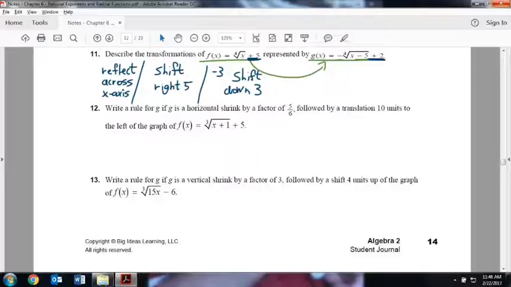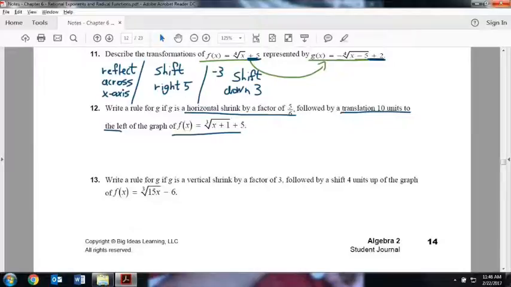Number 12 and number 13 operate along the same types of principles. 12 says, write a rule for g if g is a horizontal shrink by a factor of 5/6 followed by a translation of 10 units left to the graph. So basically you're starting with this, but then you're horizontally shrinking by 5/6, and you are translating 10 units to the left, which basically you are shifting 10 units to the left.